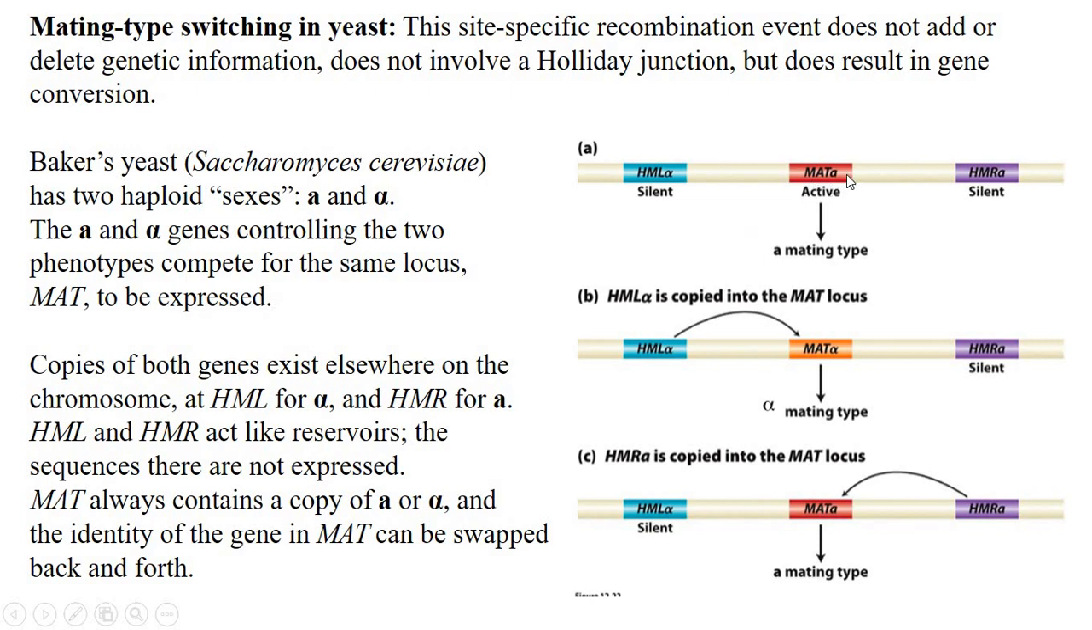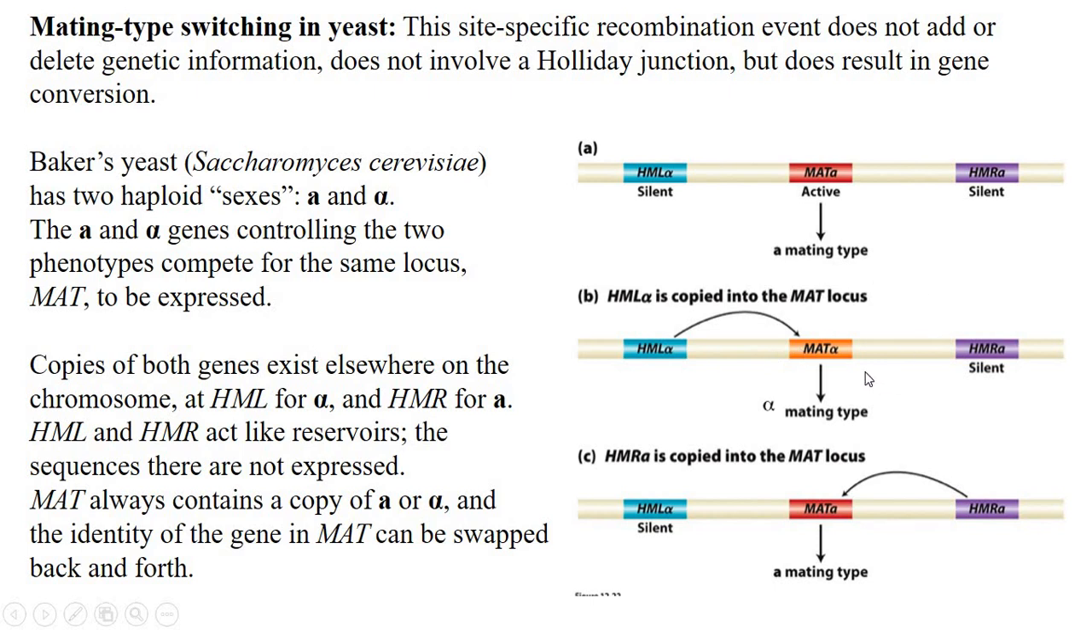So MAT always contains a copy of either A or alpha, and whatever the MAT shows is the phenotype of that yeast cell. So here this is HML, which codes for the alpha allele. This is HMR, or this is the A type. Both of these are silent, and whatever is in the active MAT site will be the active one. So here this is A mating type because A is in the MAT.